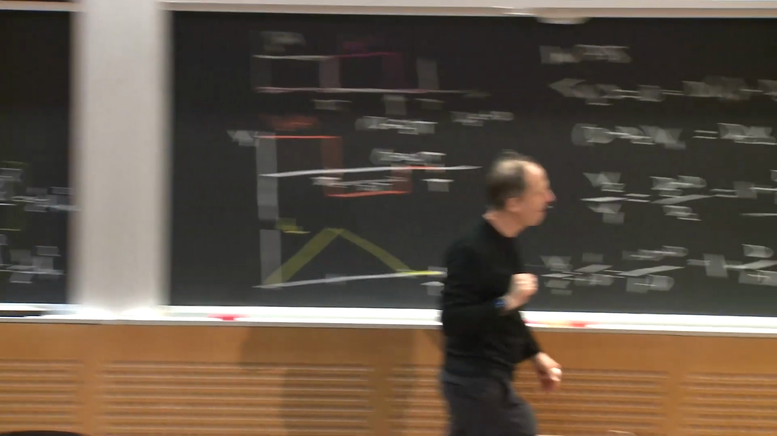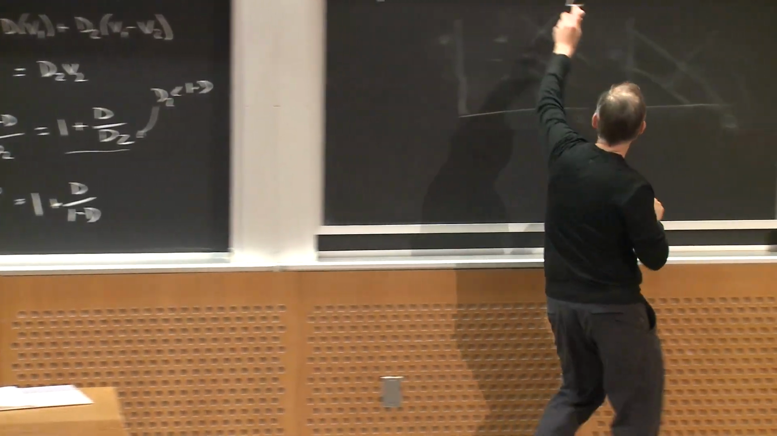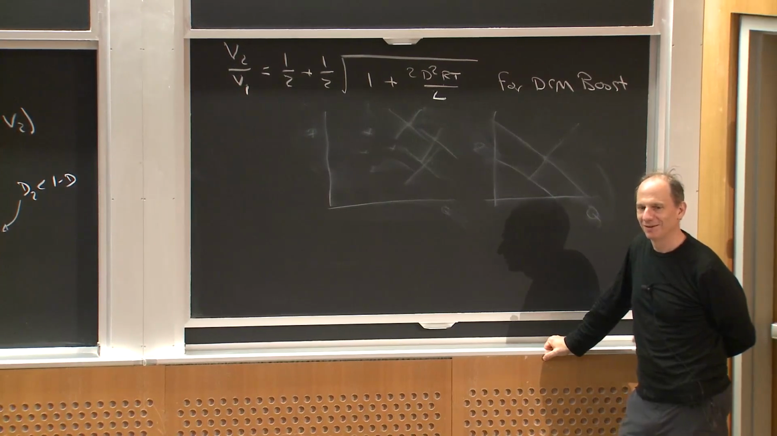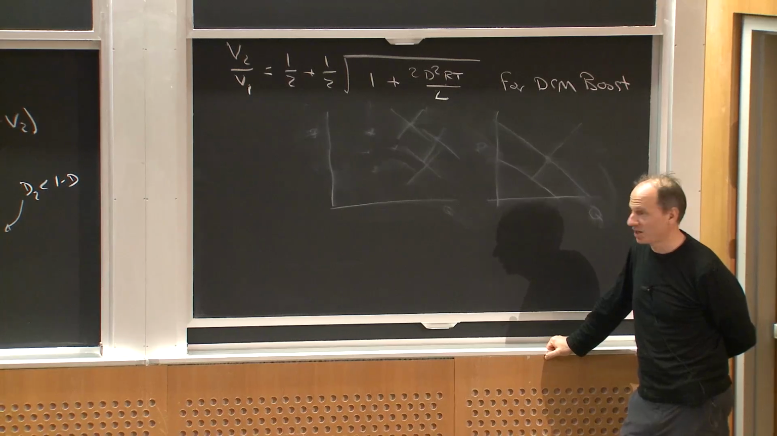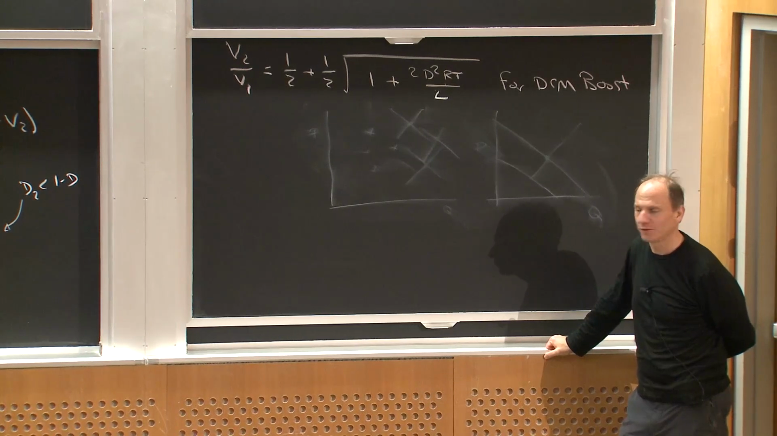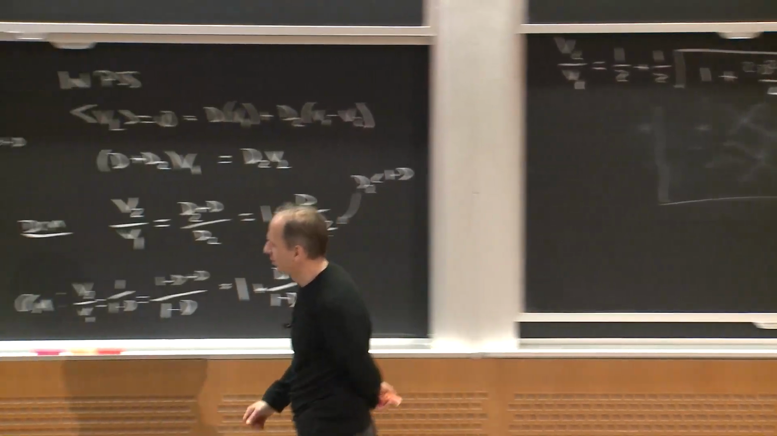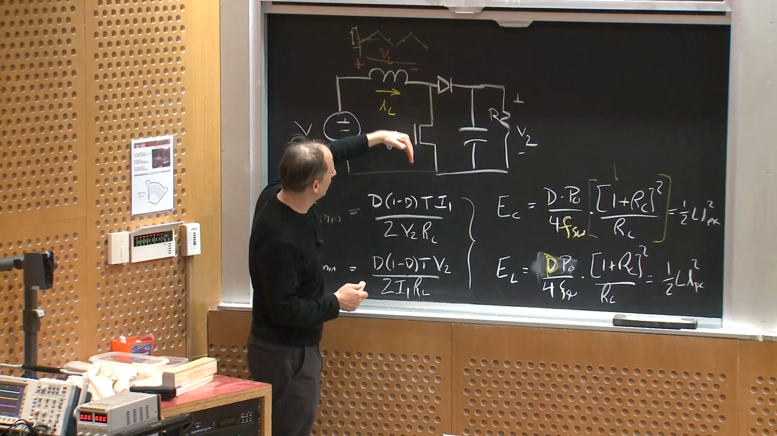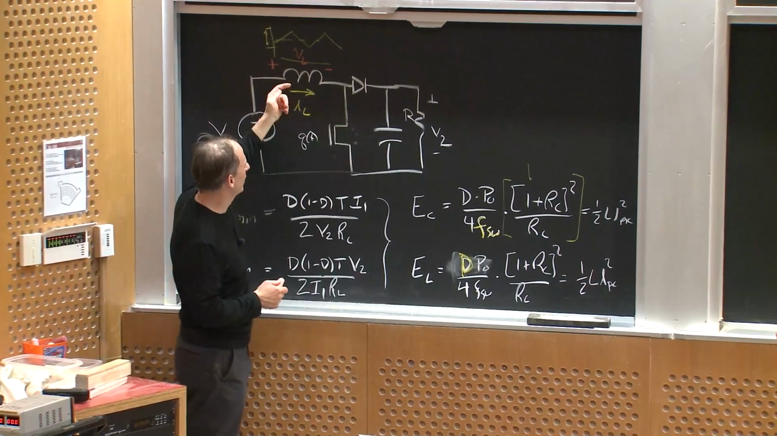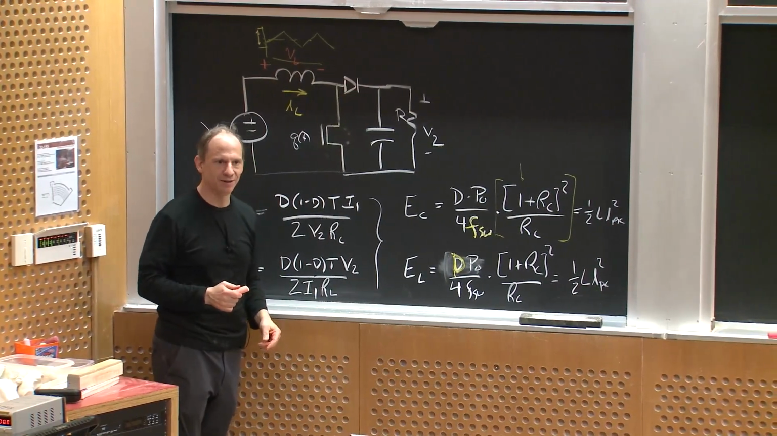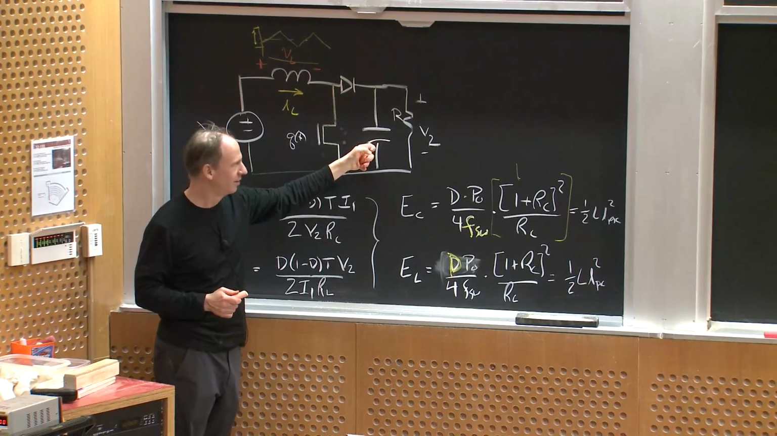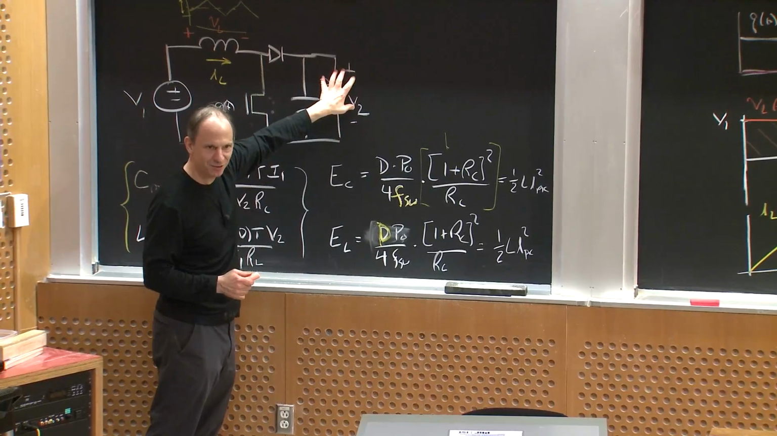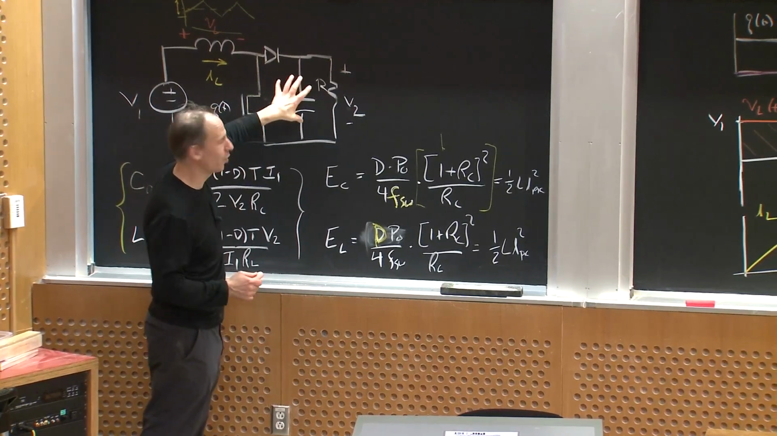If I come over here and make R equal to infinity, V2 over V1 goes to infinity. That means the output will just wander off to infinity. Why would that happen? Because this is IL in DCM. Every cycle, I take energy out of the input, put it in the inductor, turn off the switch, and that energy goes to the output. I build up some energy on the capacitor. The feedback mechanism that gets you to steady state is the resistor draining some of that energy. But if you never drain the energy, this just wanders off to infinity.